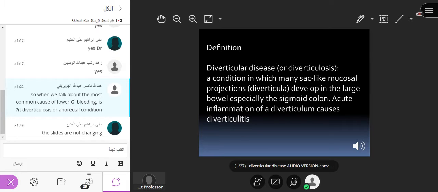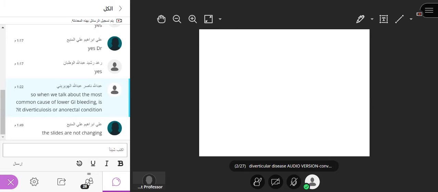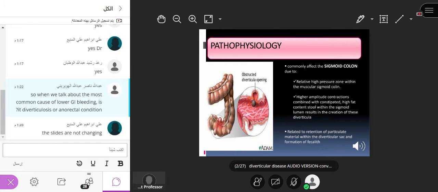We discussed false diverticula and true diverticula, right? Diverticulosis is a false diverticulum, involving only protrusion of the mucosa through the muscularis propria of the colon, and is the most common. A true diverticulum is a sac-like herniation of the entire bowel wall, as I told you: jejunal diverticulum, duodenal diverticulum, and Meckel's diverticulum.